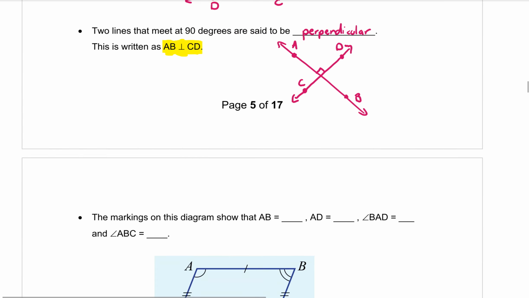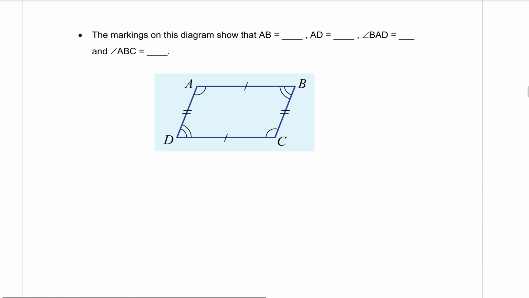Okay, on the next page, the markings on this diagram show that AB is equal to another side. So AB is a side, and we can see it up the top here. AB is this side across here. Now it is marked with this one line in the middle of that line. Now you can see on the bottom we have another side that's marked with that same marking. That means that that side is the same. Okay, so AB must be equal to this bottom side, which is DC.